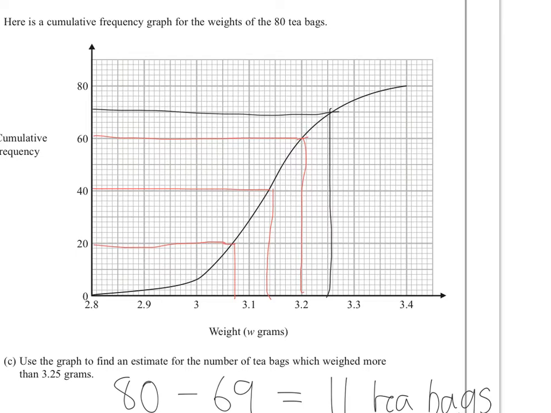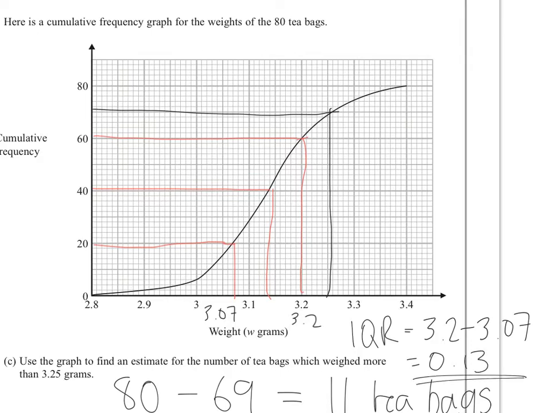So hence our lower quartile is going to be 3.07. Each small box is 0.01 grams, and upper quartile 3.2. Therefore, the interquartile range will be 3.2 minus 3.07, which equals 0.13. That is the interquartile range in part D of this question.